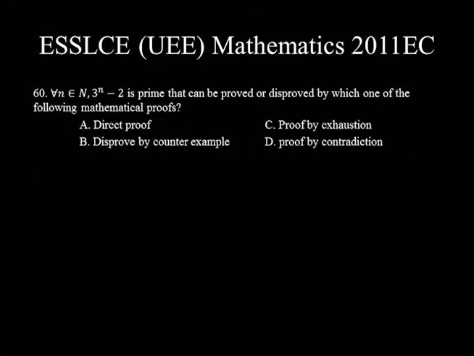Question number 60. For all n an element of natural numbers, 3 to the power of n minus 2 is prime. That can be proved or disproved by one of the following mathematical proofs.